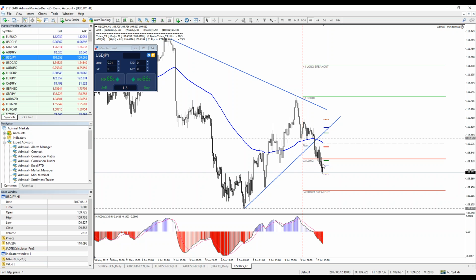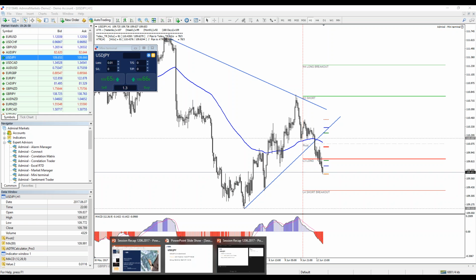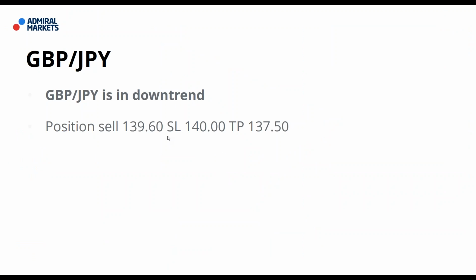So you can see how the price is going. If it gets here, I will buy definitely around 109.00.